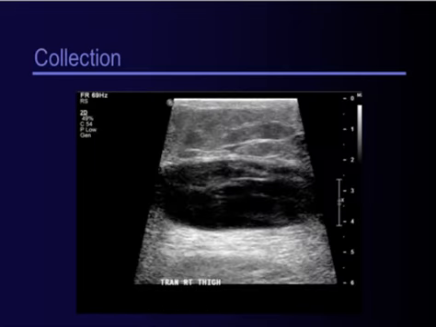Fluid collections, which look very similar to popliteal cysts, can present in the popliteal fossa after surgery, but can also present in the proximal extremity when there is trauma or recent injections, or in this case, a rupture of the quadriceps muscle. And you can see here a collection with some complexity because this actually represents a hematoma.